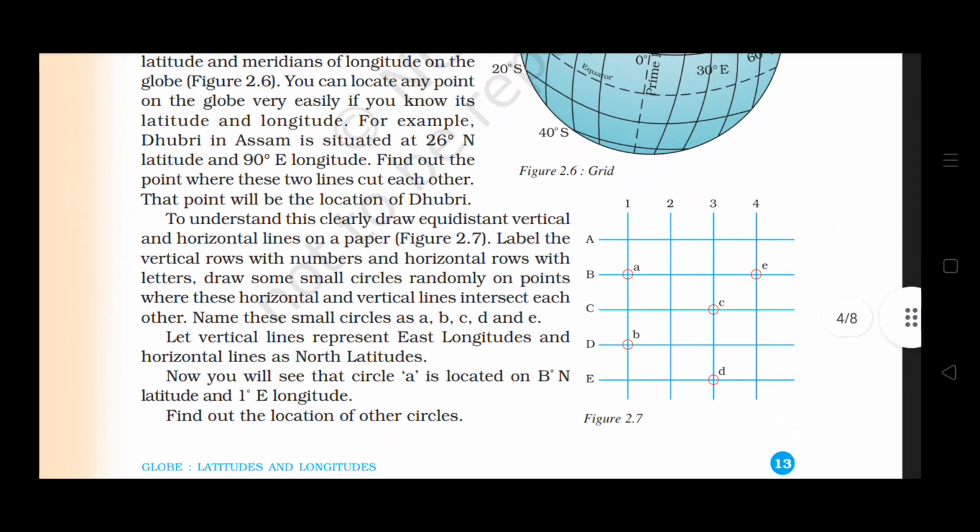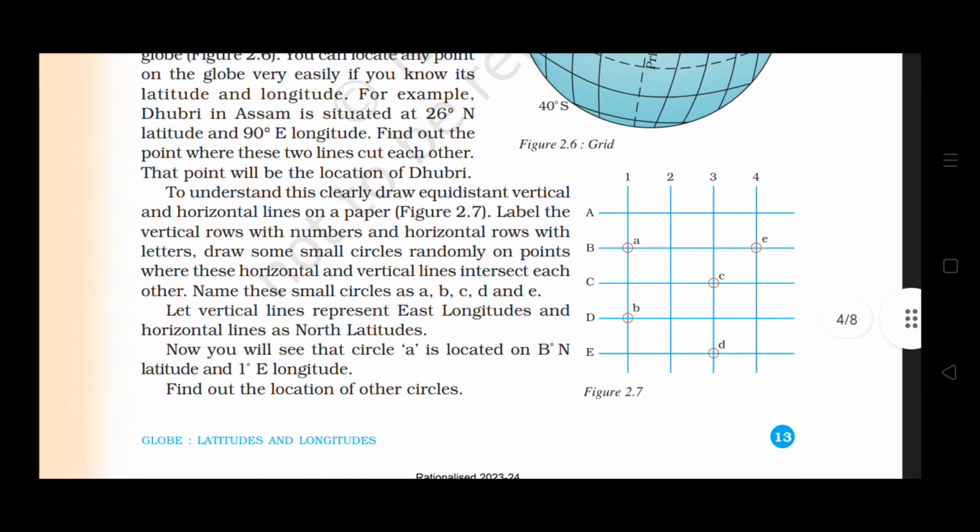If you change the latitude and longitude as well, you would be able to find different locations on the earth. So find out the point where these two lines cut each other. That point will be the location of Dhubri. That means wherever these two lines, 26 degree north and 90 degree east, intersect, that point is the exact location of Dhubri.